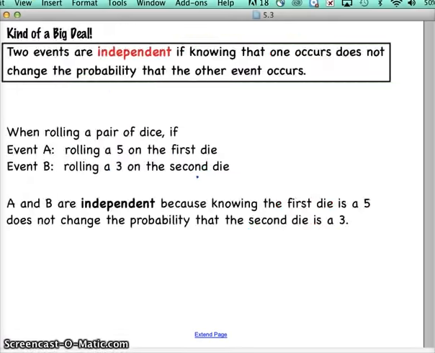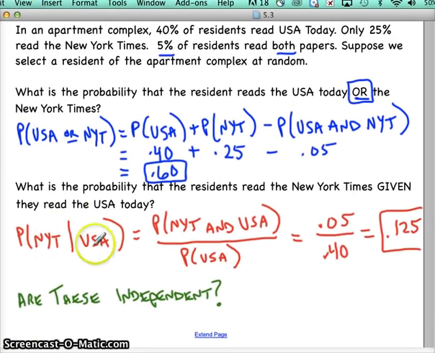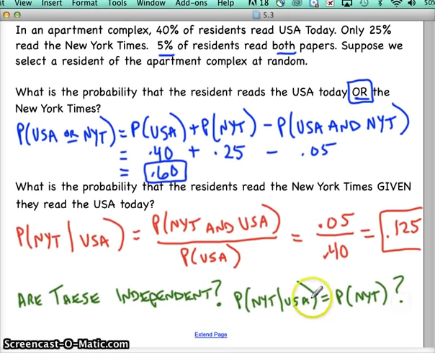Now let's go back to that problem. So do you see how we have a conditional probability? So let's check. Is this conditional probability New York Times given USA Today the same thing as just the probability of New York Times? Like if USA Today has no effect on the probability of New York Times, then they would be independent. So let's check. Well, we found the probability of New York Times given USA Today was 0.125, and the probability of New York Times was 0.25. Oh, they're not equal, so they're not independent.